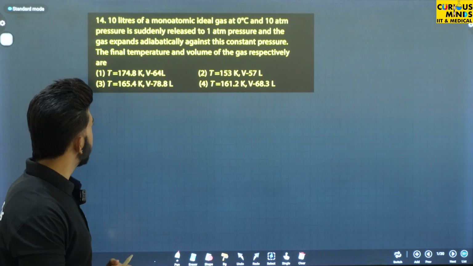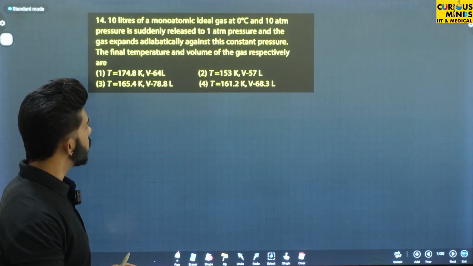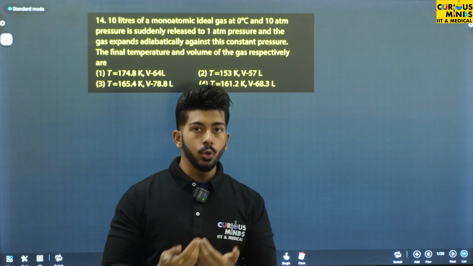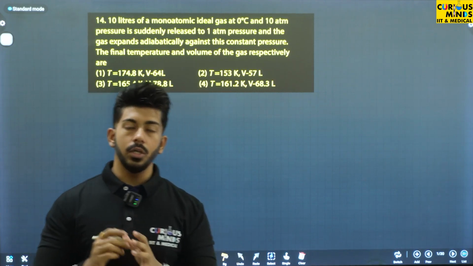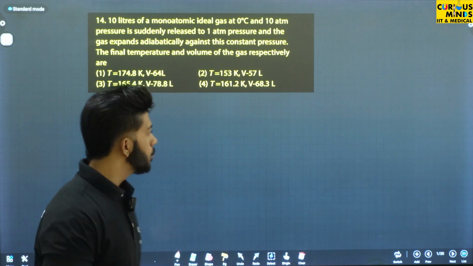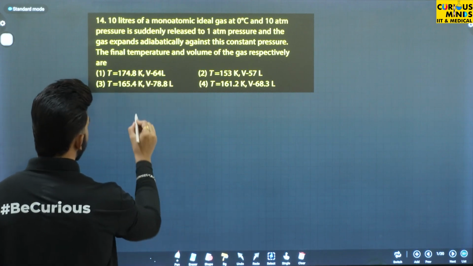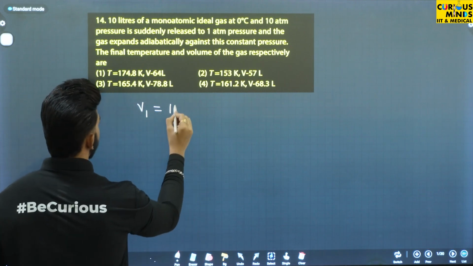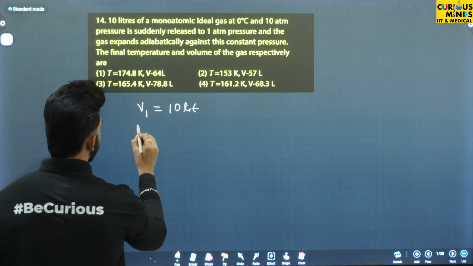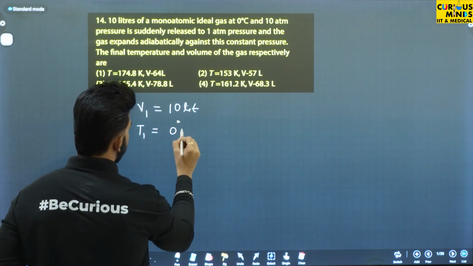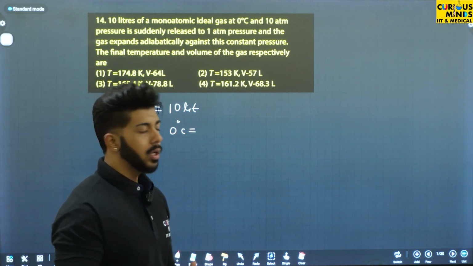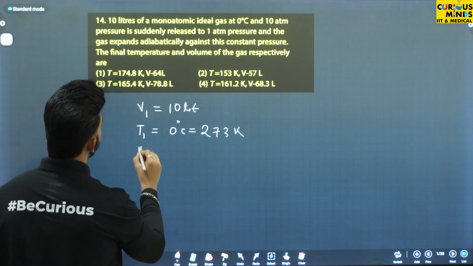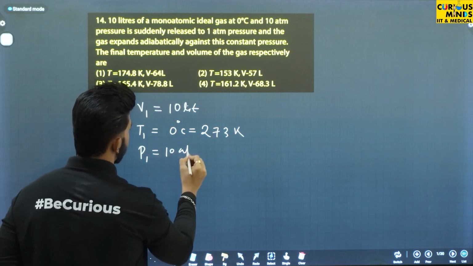So the first question says 10 liters of a monoatomic ideal gas at 0 degree centigrade and 10 atmosphere pressure is suddenly released to 1 atmosphere pressure. So can we just list down all the things that are given? First of all, 10 liter, that means initial volume V1 is given, which is 10 liter. Initial temperature is also given, which is 0 degree centigrade. We know how to convert this to Kelvin. So this will be 273 Kelvin, right? Now initial pressure is given as 10 atmosphere.